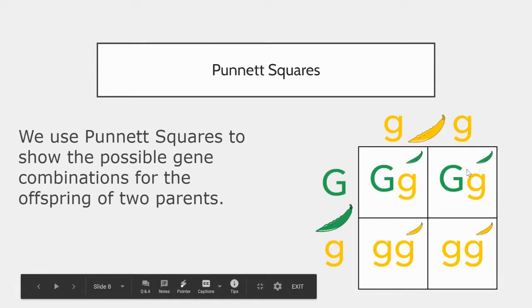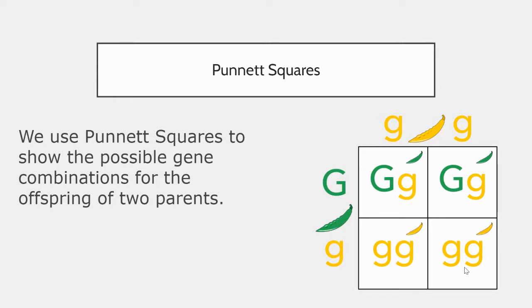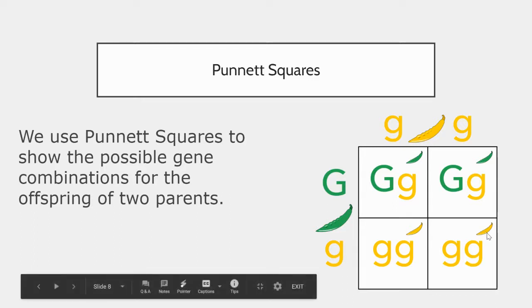And then here you've got little g and you have little g, meaning it's homozygous. They are the same. It is recessive because it's the lowercase letter, and it has a phenotype of yellow. All right, let's look at some more examples.